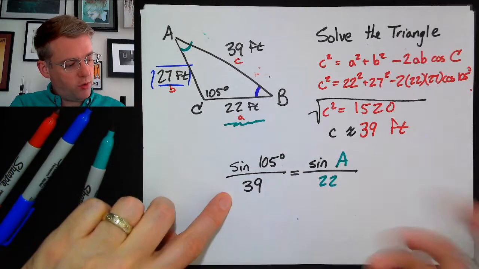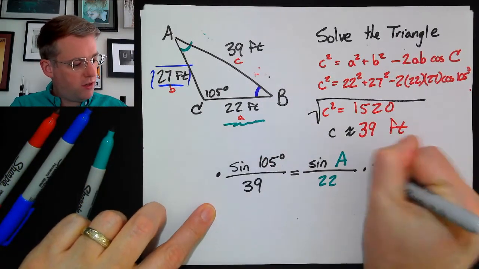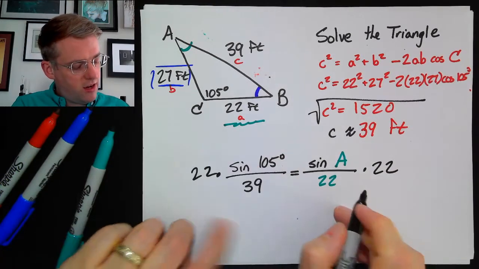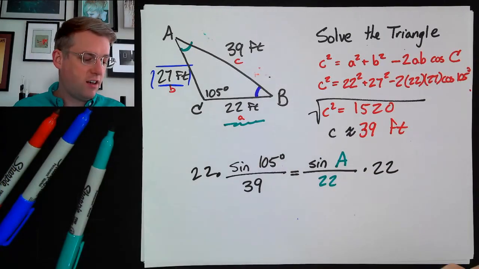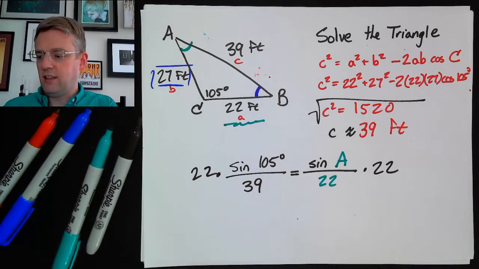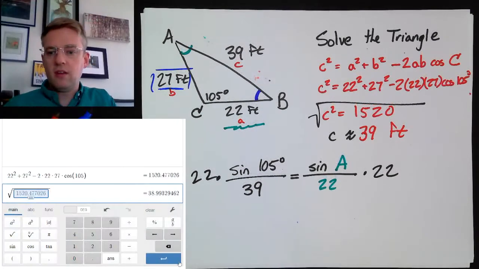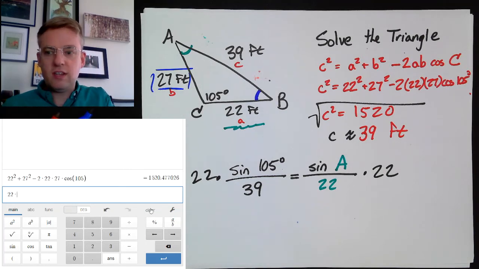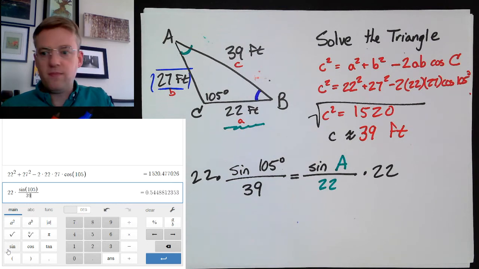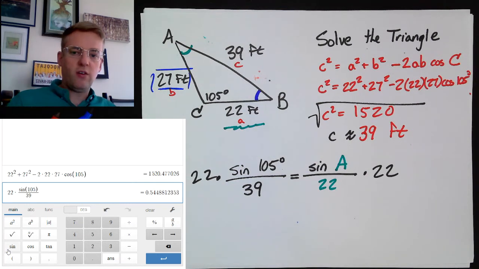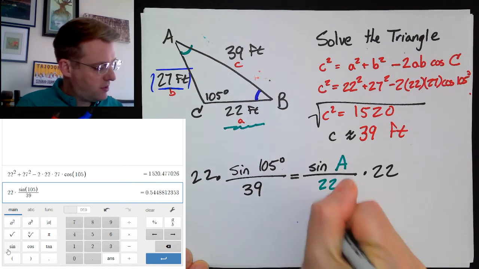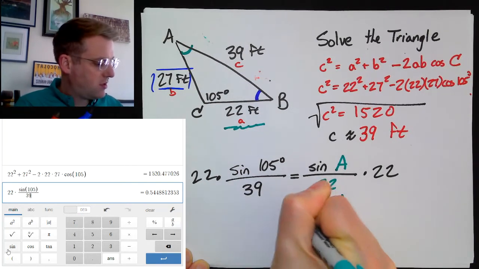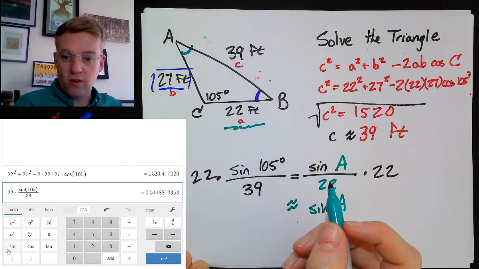To solve this proportion, we multiply by the denominator with the variable, and that'll give us the sine of A. Let me do that on the calculator actually. Figuring out what we had before. I've got 22 times the sine of that 105 degree angle divided by 39 feet. Gives us a value of approximately 0.5449.